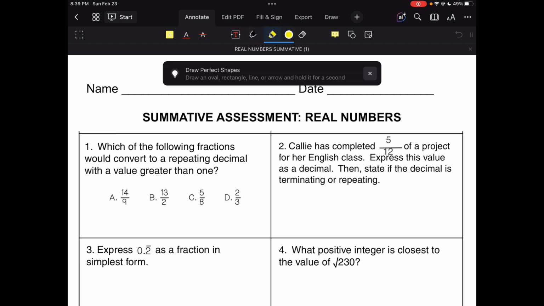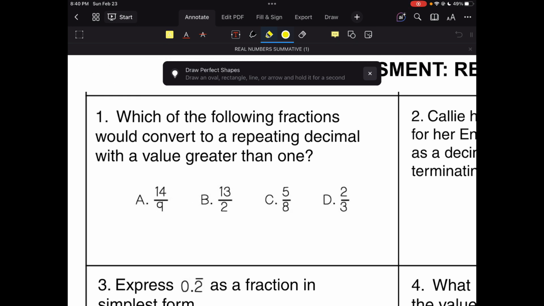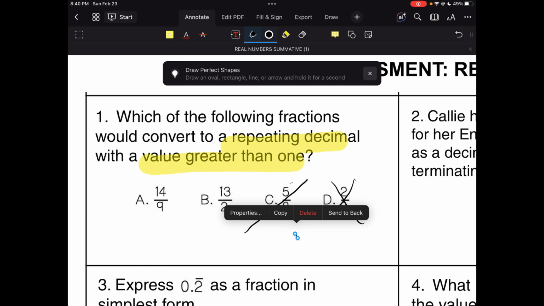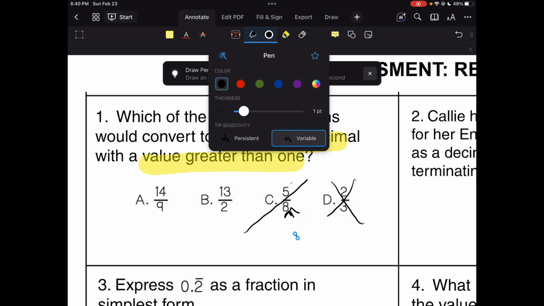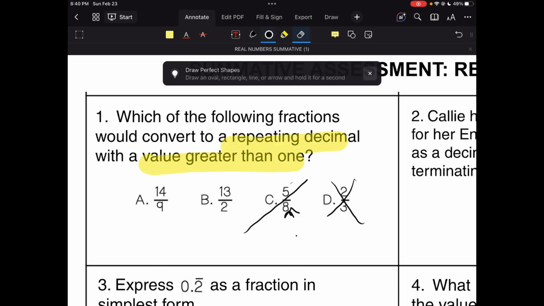The first step is number 1 here. Which of the following fractions would you convert to a repeating decimal with a value greater than 1? So you can cross out 2 of these, because in both of these the denominator is bigger than the numerator. So both of these are less than 1, and we want ones that are greater than 1.